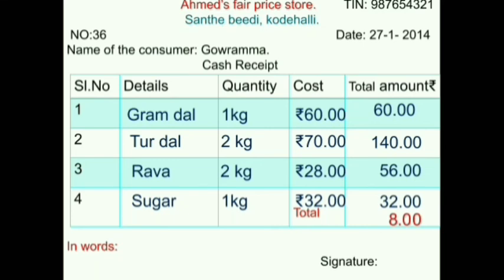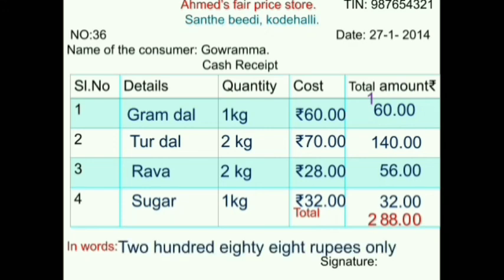Next we should add 6 plus 4 plus 5 plus 3. 6 plus 4, 10. 10 plus 5, 15. 15 plus 3, 18. Write 1 above the 1 and write 8 below the 3. Next we should add 1 and 1. 1 plus 1, 2. Write 2 below the 1. It is 288 rupees. In words it is written as 288 rupees.